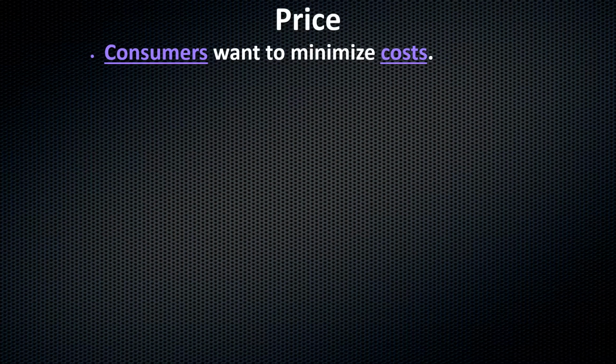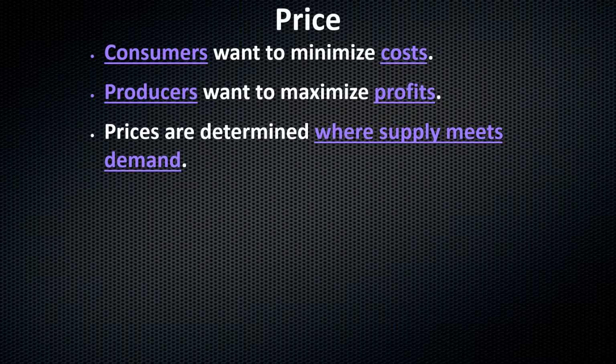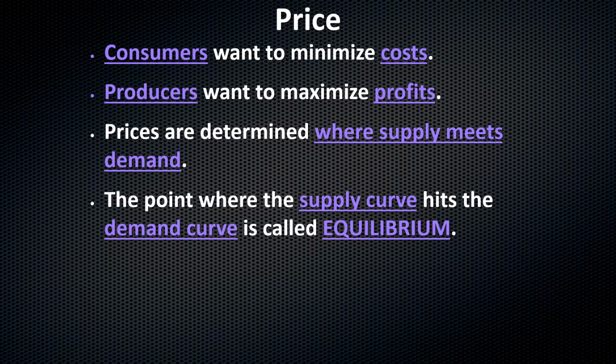All right, price. Consumers want to minimize costs. Producers want to maximize profits. Therefore, prices are determined where supply meets demand. The point where the supply curve hits the demand curve is called equilibrium.